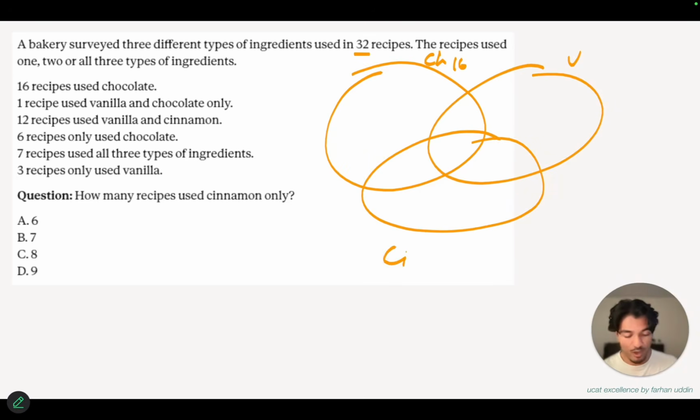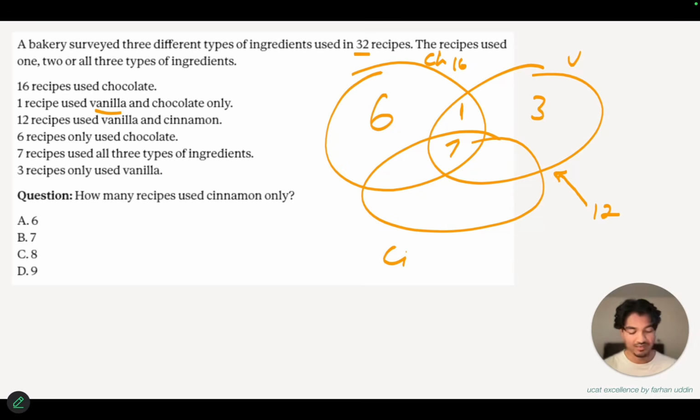Lovely. One recipe used vanilla and chocolate only. We've got 12 recipes used vanilla and cinnamon. So that refers to this intersection here, including this. So I'm not going to put the number 12 anywhere because I don't know what any of those numbers are yet. So again, beware of the word only. 6 recipes used only chocolate, so I can put that there. 7 recipes used all 3 types. And 3 recipes used only vanilla.